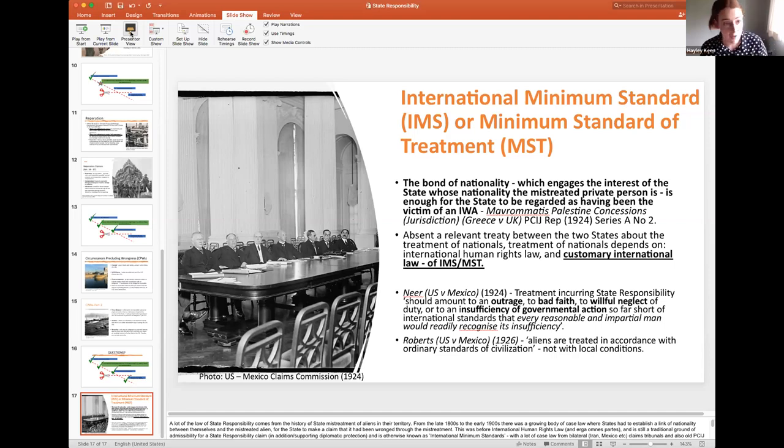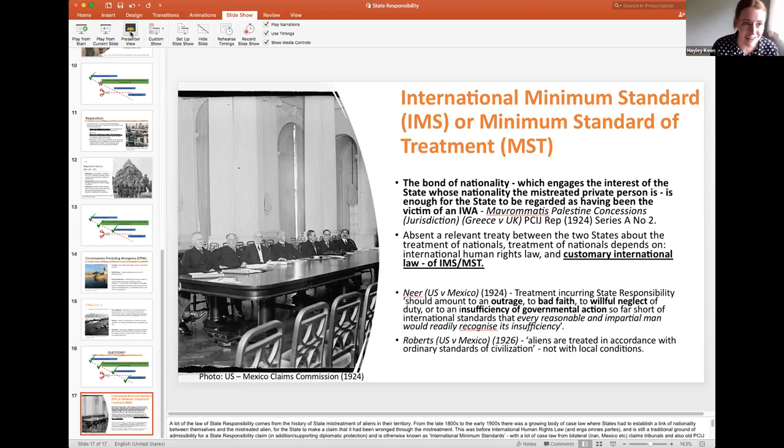But they also 2 years later said that ultimately an alien who is treated not in accordance with ordinary standards of civilization would be considered a breach of international minimum standards. And it doesn't matter what the local conditions are. So they have to be treated with a certain level of respect. Otherwise, you are breaching the responsibility that you have to treating another state with a certain standard of respect.